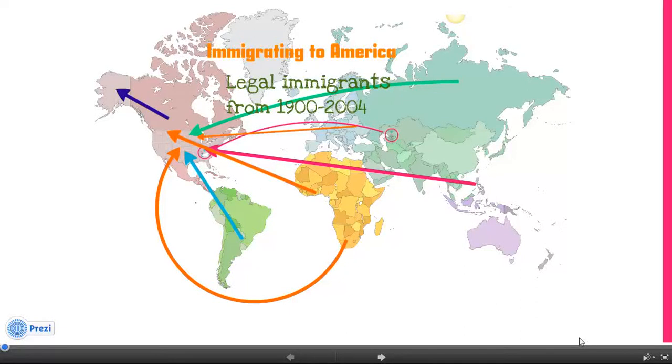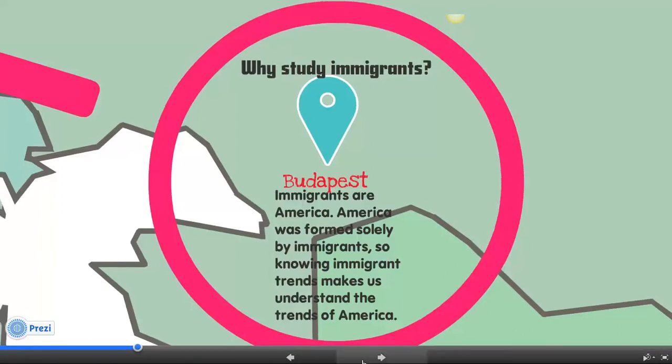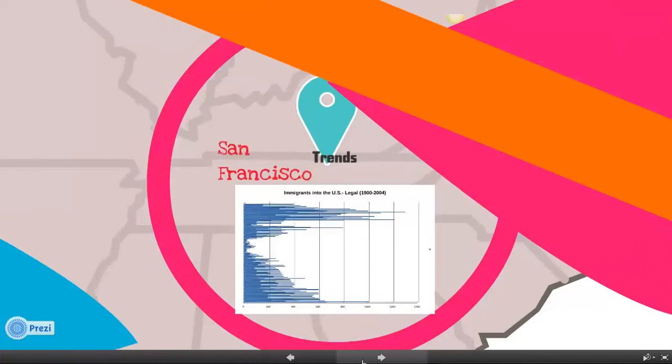So, for my project, I am looking at immigrants in America, and from the 1900s to 2004, I have a list of the number of legal immigrants that have come here. And studying immigrants is important because immigrants are America. America was made from immigrants. And when we know about immigrants and their trends, we can understand the trends of America, and we can infer from immigration trends the past of America and even maybe its future.